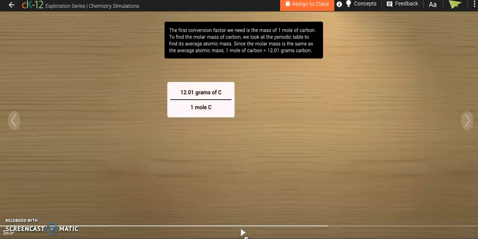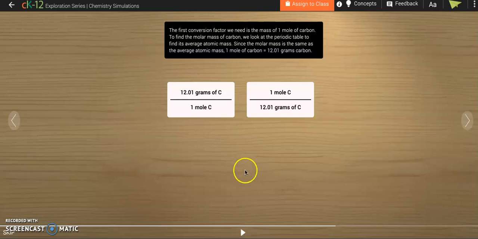The first conversion factor we need is the mass of 1 mole of carbon. To find the molar mass of carbon, we look at the periodic table to find its average atomic mass. Since the molar mass is the same as the average atomic mass, 1 mole of carbon is equal to 12.0 grams of carbon. So we can write that in fraction form. You can either write the mole on the bottom or the mole on the top, grams on the bottom or grams on the top. These two just mean that they're the same thing. They equal 1.